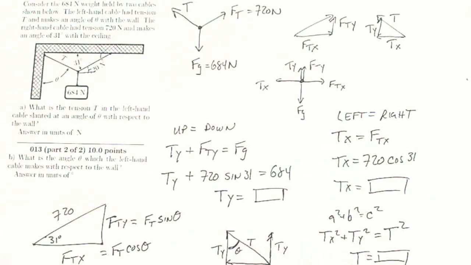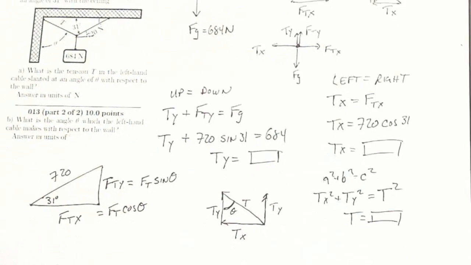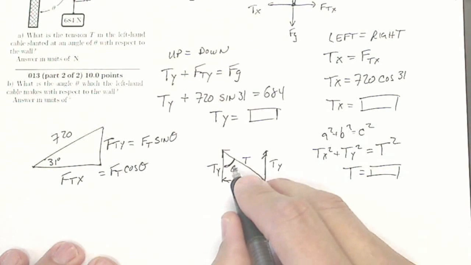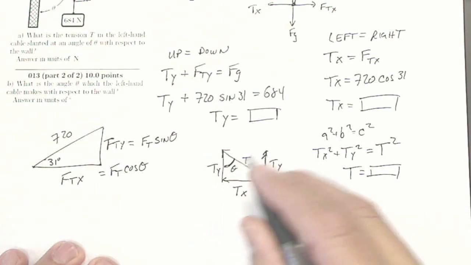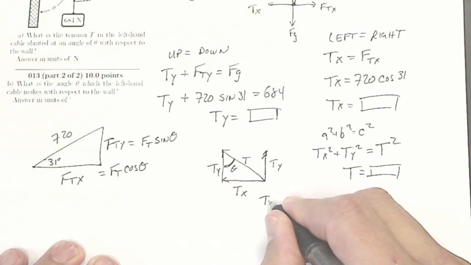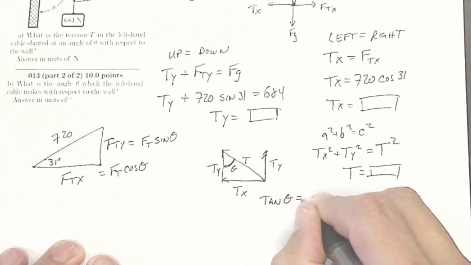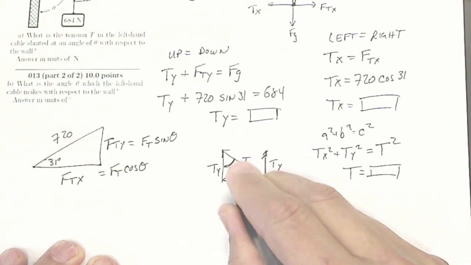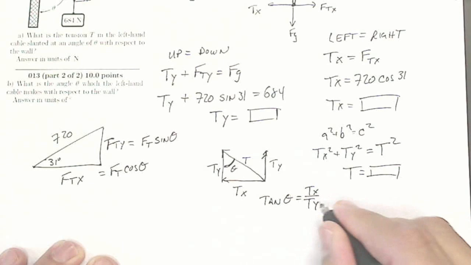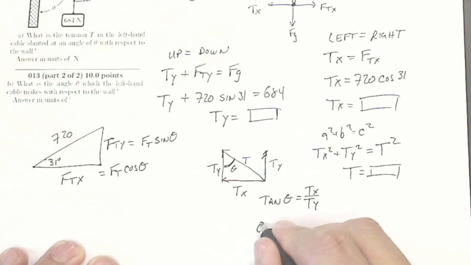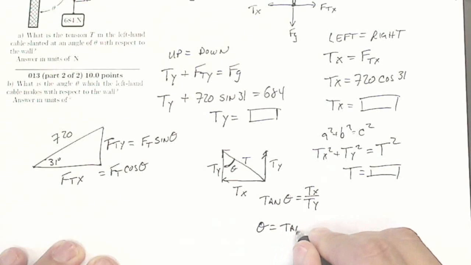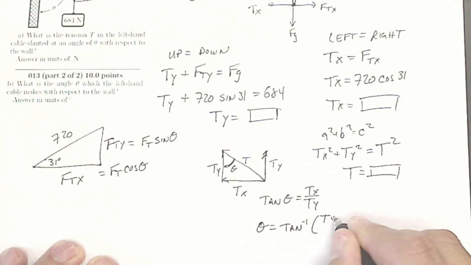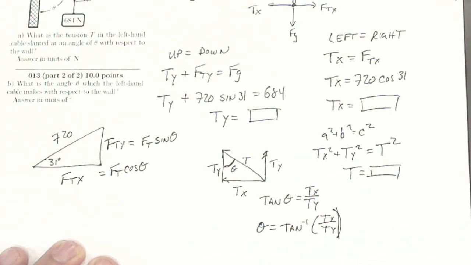So that angle there, I know, whoops, off the board again. Here, let me just slide it up. That angle here, Tx is opposite, Ty is adjacent. So I know that the tangent of theta is going to be Tx, my opposite, over Ty, my adjacent. So theta is going to be the angle whose tangent is Tx over Ty. And that solves your question number 13.